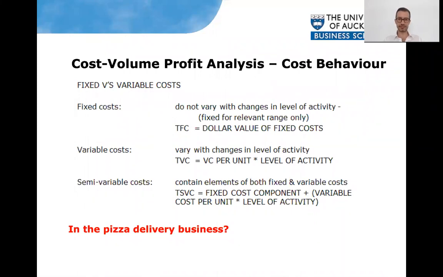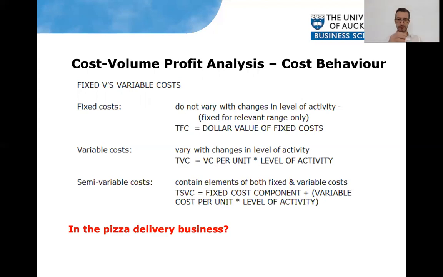So fixed costs are costs that do not vary with changes in the level of activity. So imagine if you have a shop or a restaurant and you are selling Italian pizza, for example. If you have 1, 2, 10 customers, your rent will stay the same. So your rent will be a fixed cost. Maybe also the CEO salary will probably be kind of a fixed cost. On the other hand, your variable cost will change.